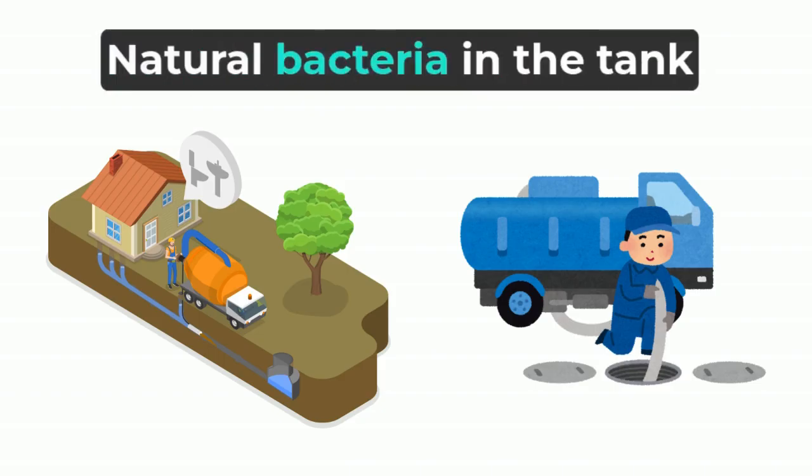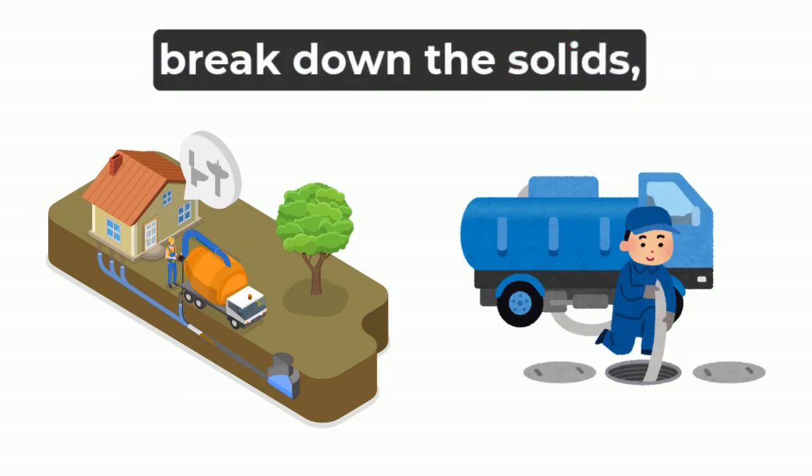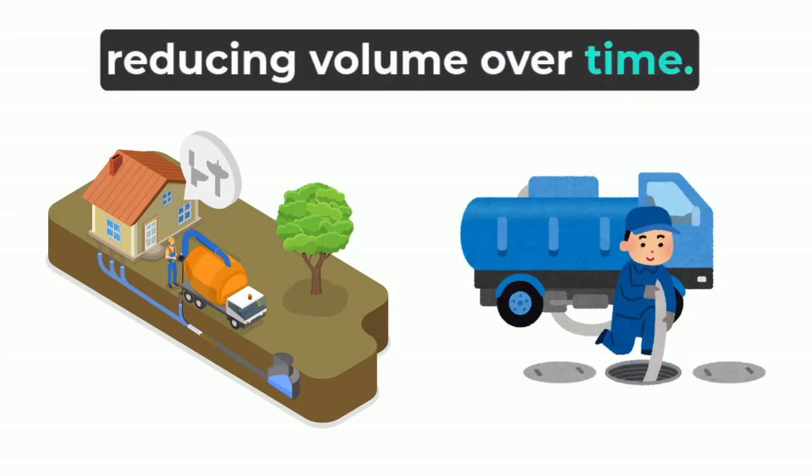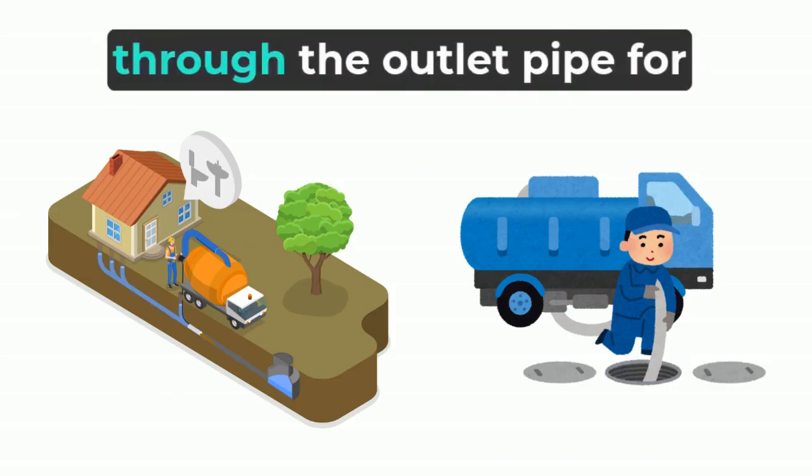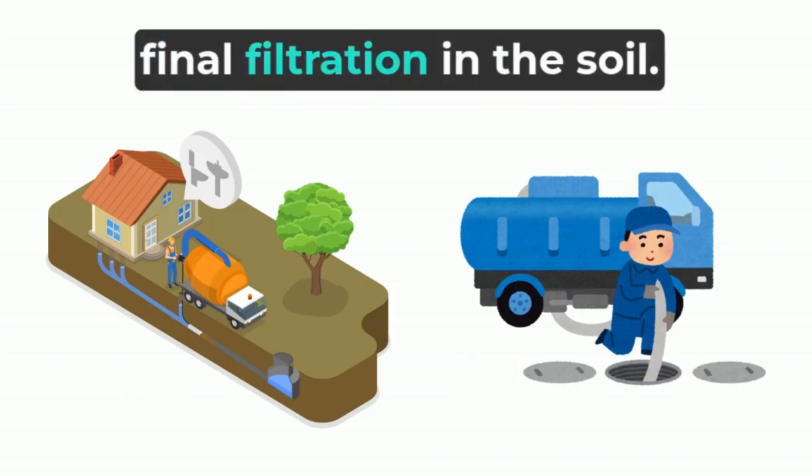Natural bacteria in the tank break down the solids, reducing volume over time. The clarified liquid exits through the outlet pipe for final filtration in the soil.